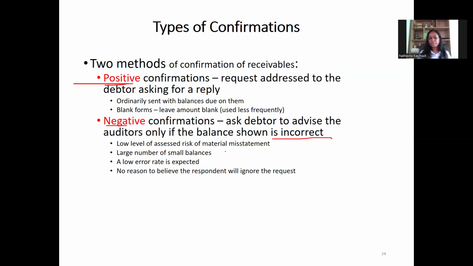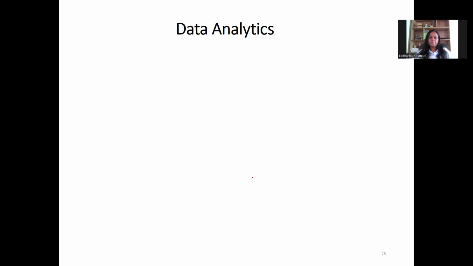but just as a matter of calling confirmations, we send them a negative confirmation. Or a large number of small balances. Very small balances, large number. So we are asking them to reply only if they disagree with the amount, because we would be getting so many replies, unmanageable. A low error rate is expected. There can't be any errors. So that's why we are sending them just to confirm if they don't agree. No reason to believe the respondent will ignore the request. So we believe that they will anyway reply to us if there are any variations, if there are any differences. So those are the two types of confirmations we can call.